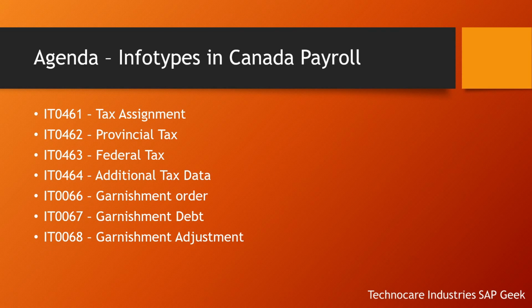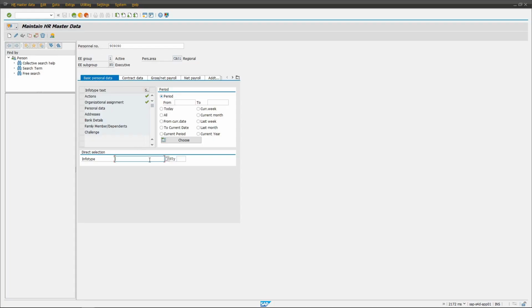So let us jump into the system and see these info types and discuss the statutory processes of Canada Payroll in brief related to each info type. Let us start with the four tax info types present for Canadian Payroll. The four info types present for taxation are 461, 462, 463, and 464. The first three are mandatory for each and every employee, and 464 is the optional tax info type.